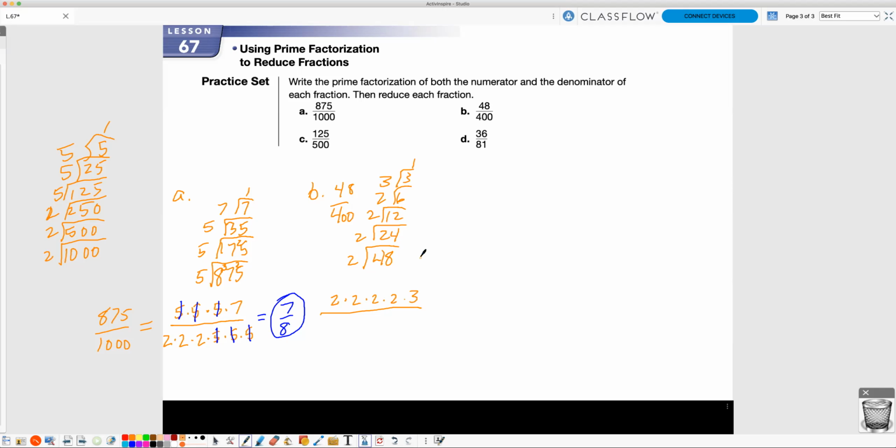For 400, I'm going to divide that by 2. I get 200. This one will be divisible by 2 for 100. This would be divisible by 2 for 50. 50 would be divisible by 2 for 25.